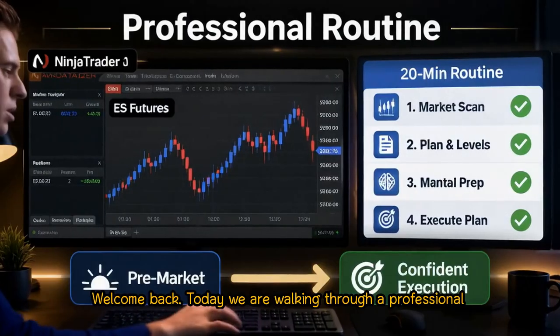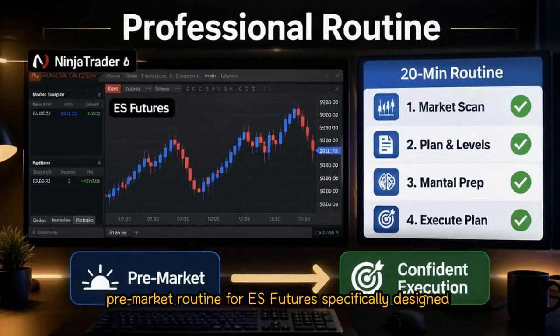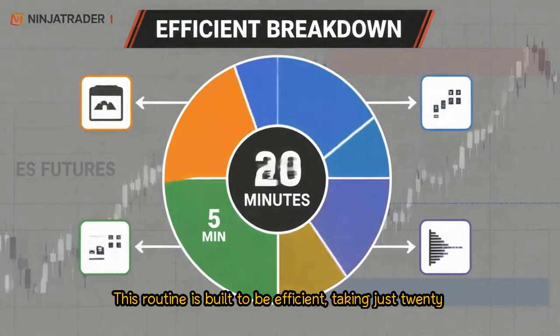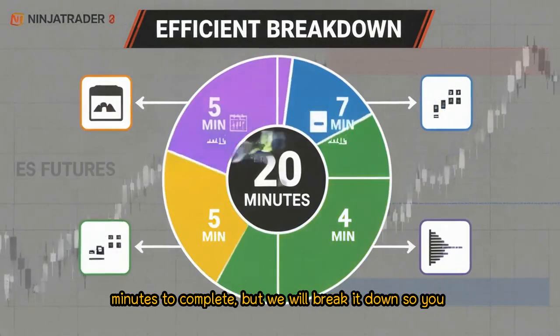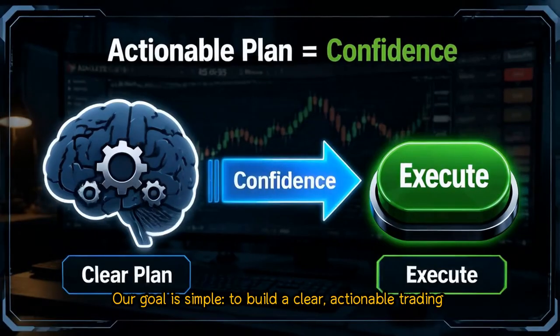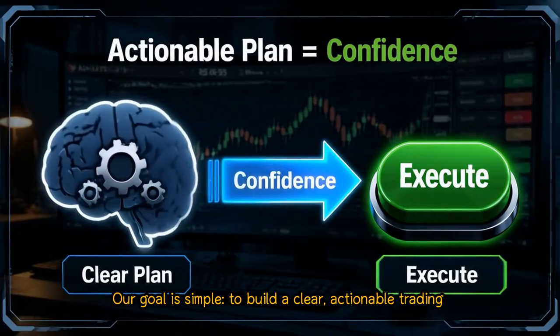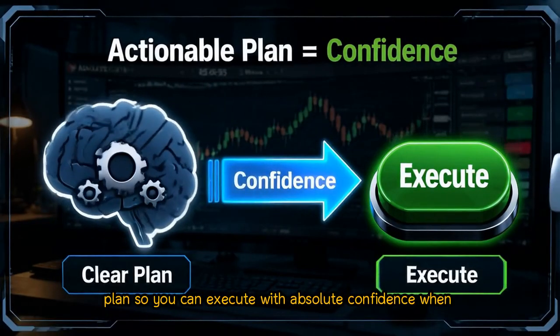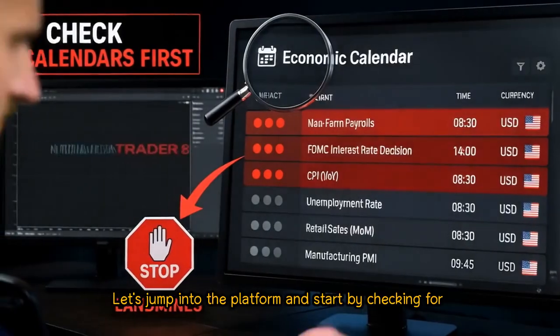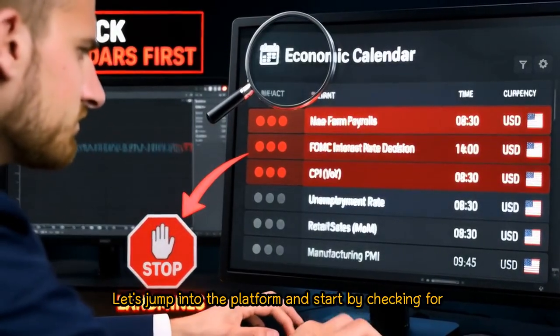Welcome back. Today we are walking through a professional pre-market routine for ES futures, specifically designed for the NinjaTrader 8 platform. This routine is built to be efficient, taking just 20 minutes to complete. But we will break it down so you can master it. Our goal is simple: to build a clear, actionable trading plan so you can execute with absolute confidence when the market opens. Let's jump into the platform and start by checking for landmines.